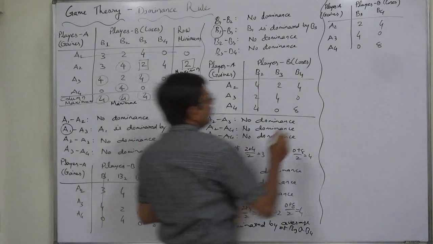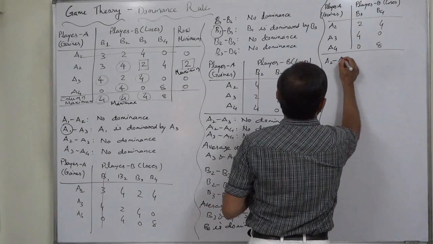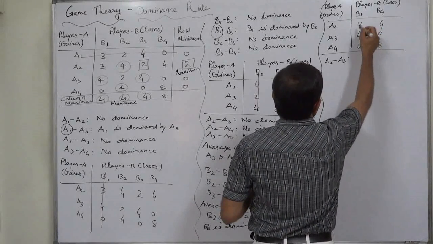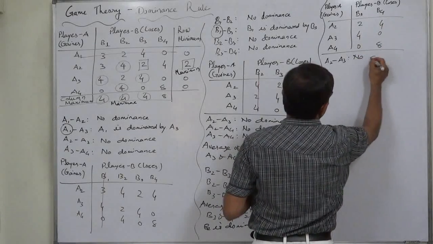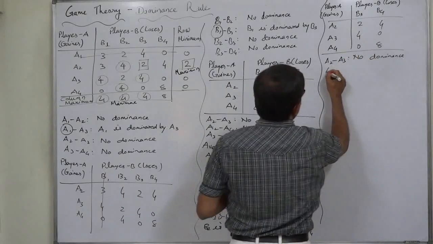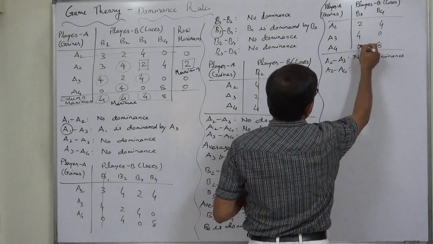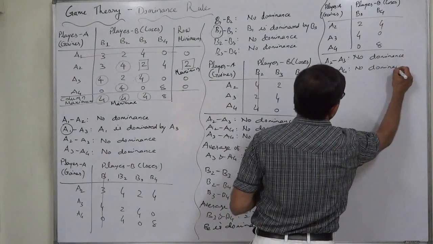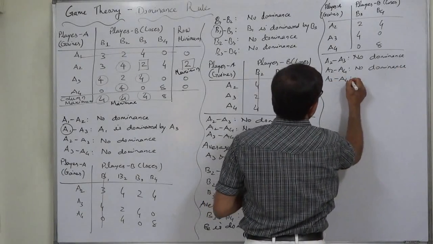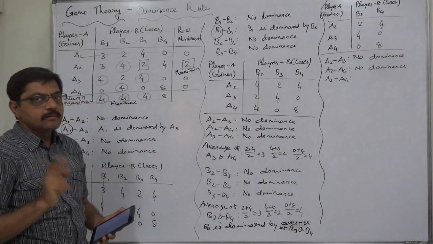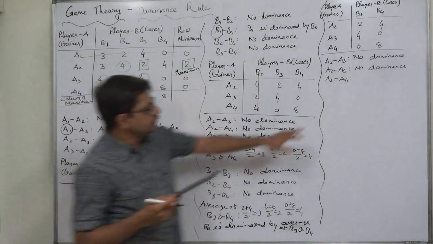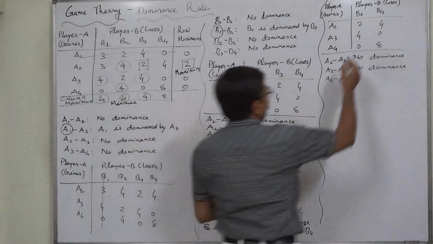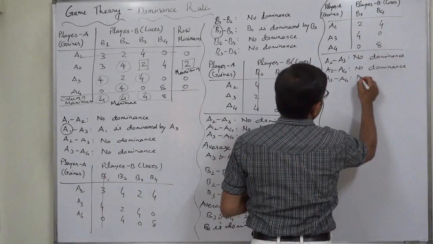Okay, let's compare A2 with A3. A3 dominates, but A2 dominates, so no continuous dominance. A2 and A4 comparison: 2, 0, so A2 dominates. 4, 8, A4 dominates, so no continuous dominance in all the cases. Let's compare A3 and A4. It is somewhat lengthier, but I want to make it as easy as possible for you to understand. That's why I am going to write all these things. A3 and A4: 4, 0, A3 dominates; 0, 8, A4 dominates, so no dominance.